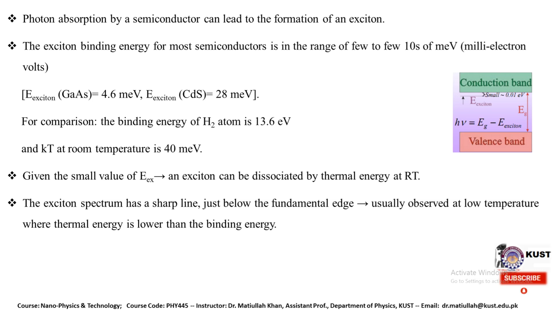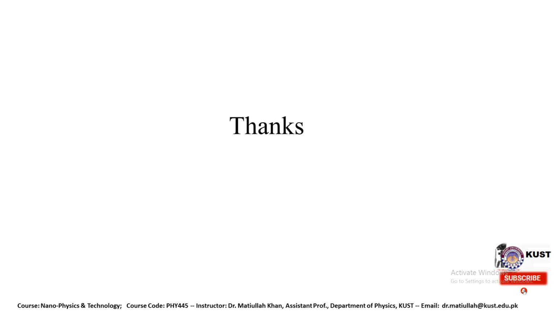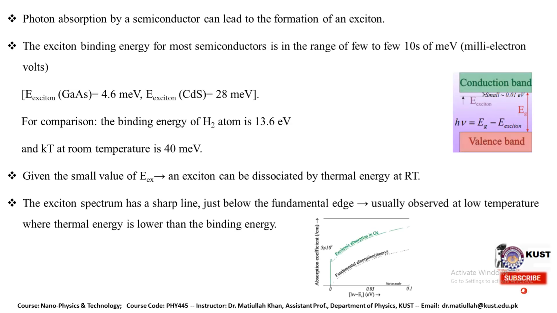So the exciton spectrum has a sharp line just below the fundamental edge. It is usually observed at low temperature, where the thermal energy is lower than the binding energy. Here in the figure we can see how the exciton moves, how the exciton is created and what energy is responsible for that, and the energy of the exciton is also given in the equation. Here there is a curve of the excitonic absorption in different materials, especially in Ge. So this is something about the optical property of the semiconductor.